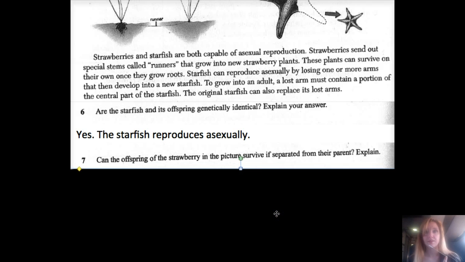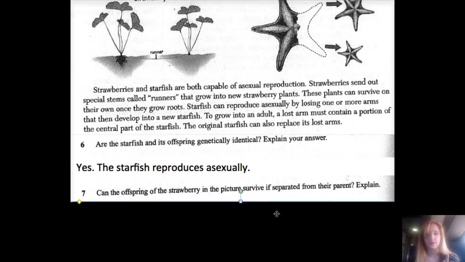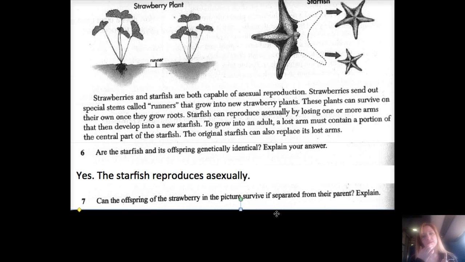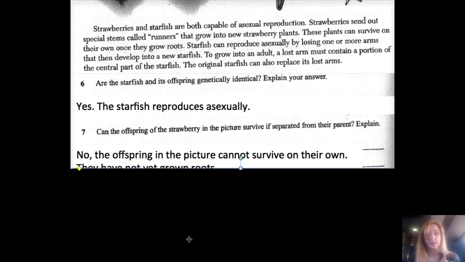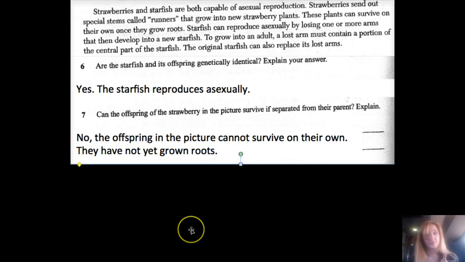All right, number 7. Can the offspring of the strawberry in the picture survive if separated from the parent? Well, how do we know if it's going to survive? Right here we see that this plant has roots, right? This plant does not. And here, they said they grow on their own once they have roots. So since this one doesn't have roots, it can't grow on its own. So no, the offspring in the picture cannot survive on their own. They have not yet grown roots.